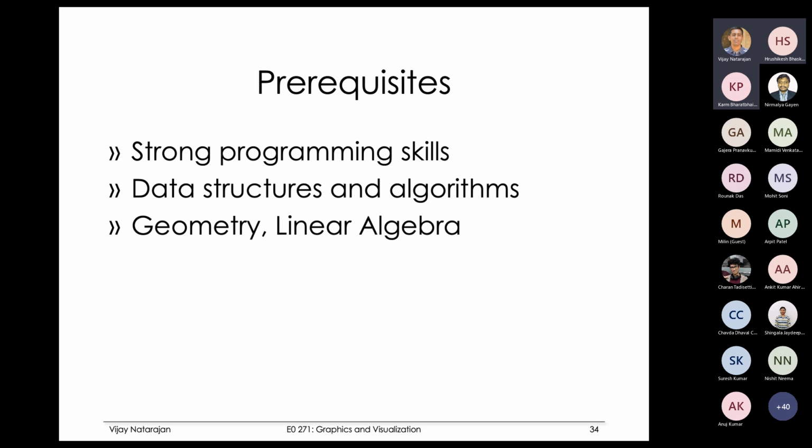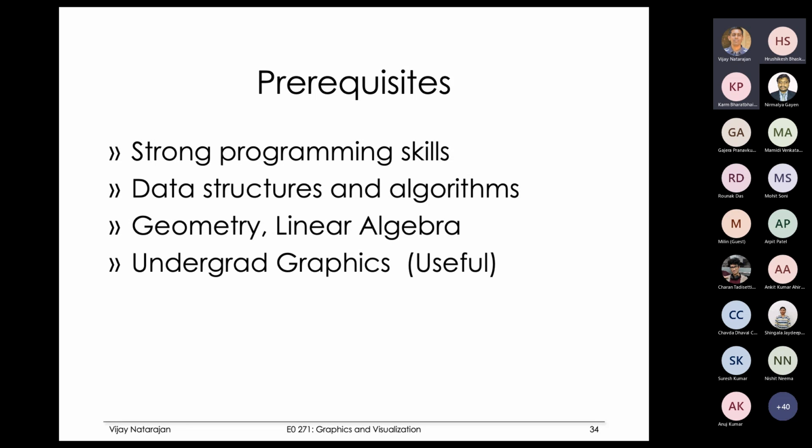In terms of the math background, essentially, again, undergraduate level linear algebra, because a lot of the transformations that we talk about are all represented using matrices and matrix multiplication and so on. So simple matrix algebra, I expect you to know. And geometry, essentially high school geometry, lines, planes, and so on.